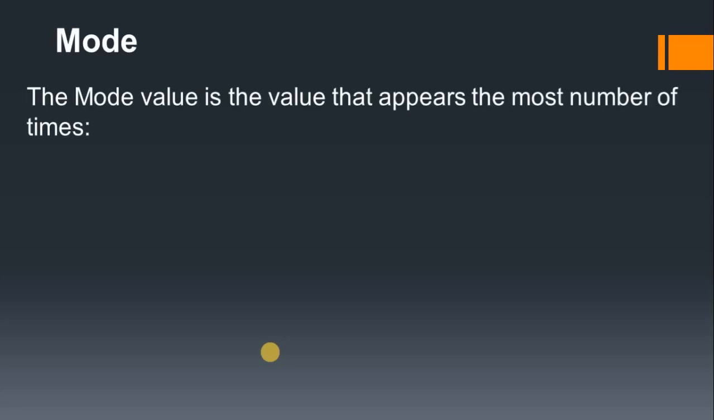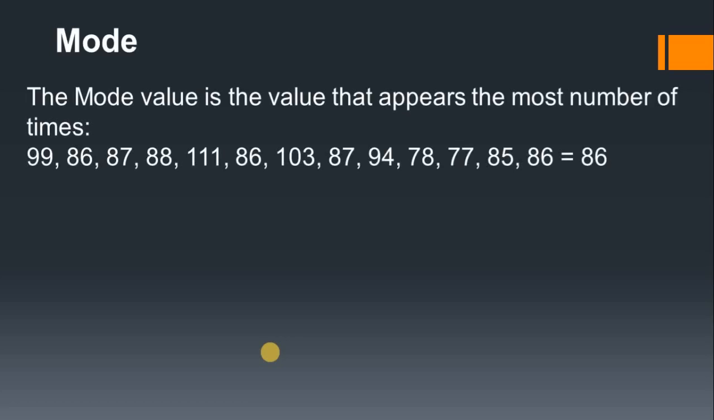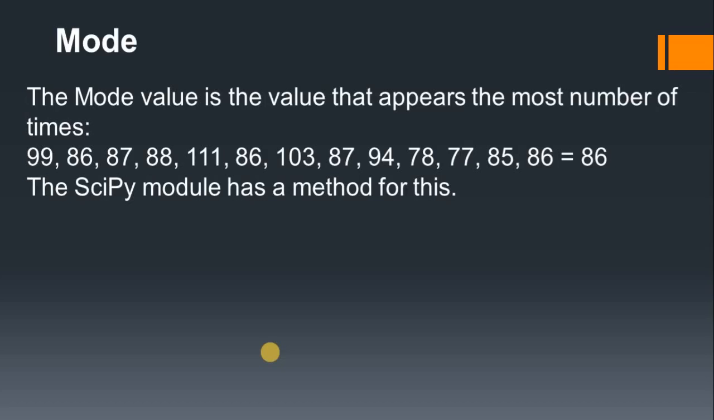Next case is the mode value. So mode value is the value that appears the most number of times. Suppose we have this list of values, so 86 is repeated more times than other values, so your answer will be 86. Got it? And for doing this we use the scipy module because it has a ready-made method for calculating the mode. So now here in the machine learning tutorial we will go in the Python editor, and there we will see how we can do the study of this numerical value on the basis of median, mode and mean. So now we will go to the practical session.